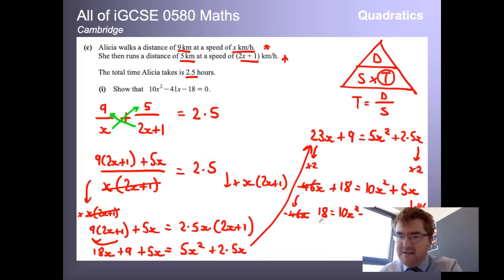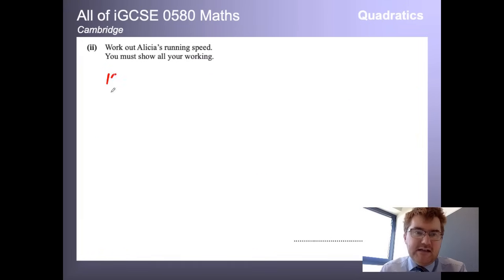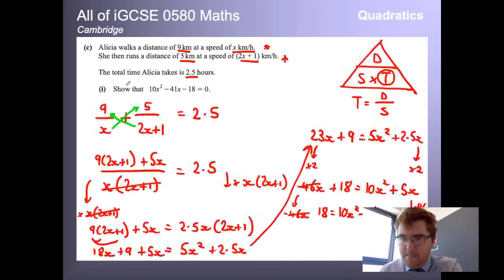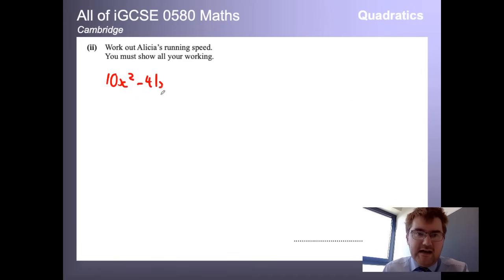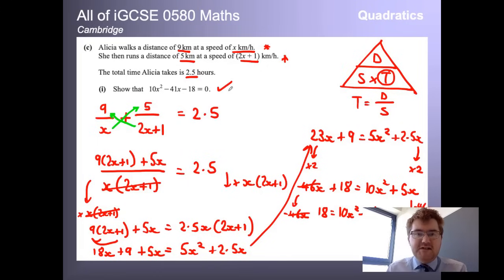So if we minus 18 from both sides, we get 10x squared minus 41x minus 18 is equal to 0, which is what we wanted. This is exactly the equation that we wanted. So it's all about being very patient through the algebraic process here in order to get to the right answer.